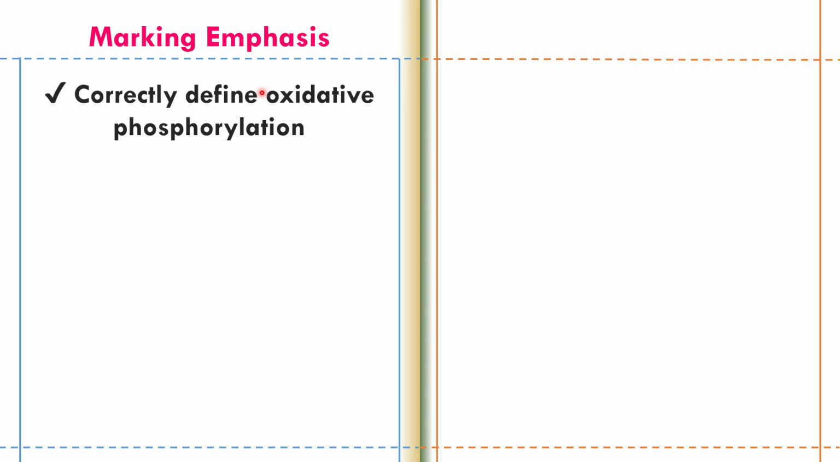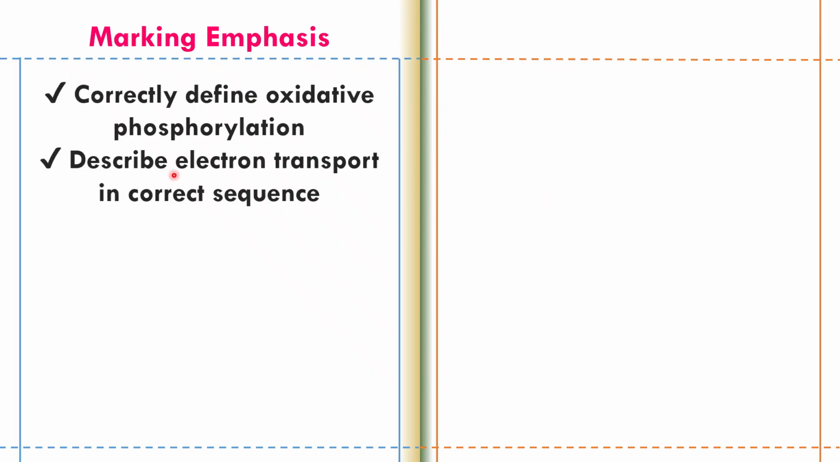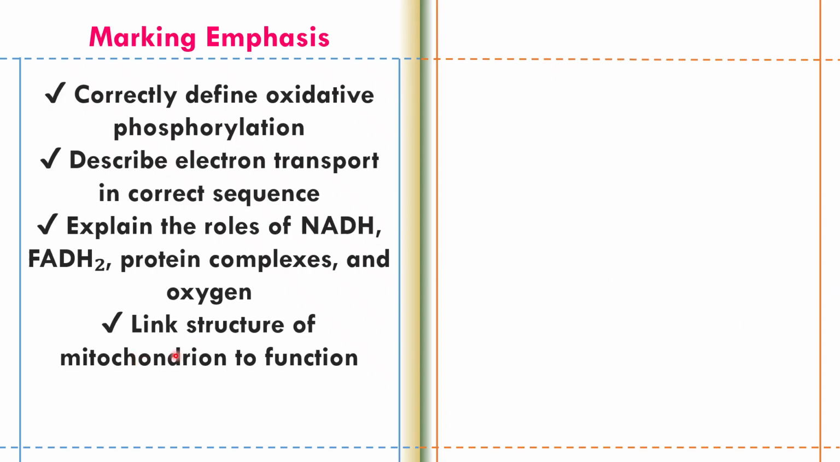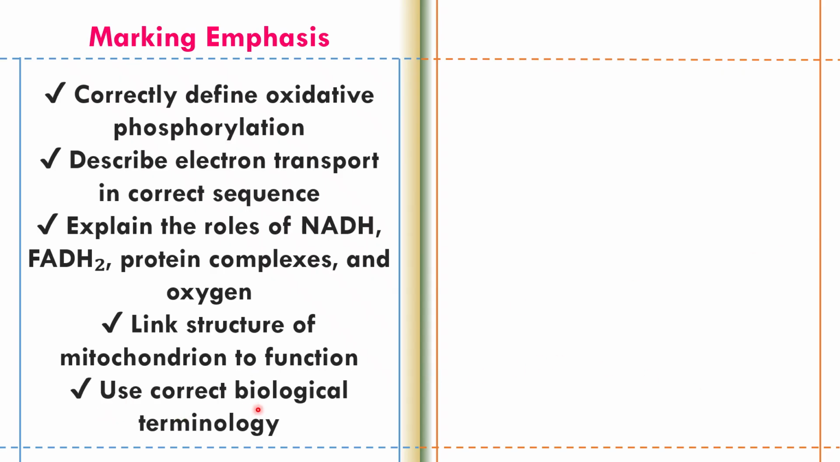Marking emphasis. Correctly define oxidative phosphorylation. Describe electron transport in correct sequence. Explain the role of NADH and FADH2, protein complexes and oxygen. Link structure of mitochondrion to function. Use correct biological terminology.